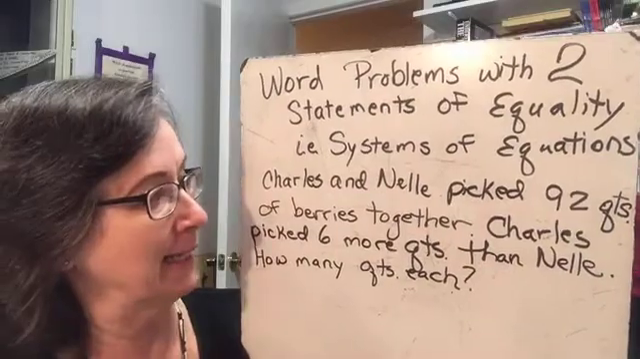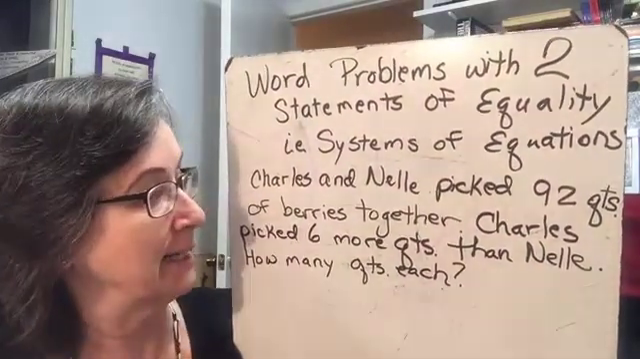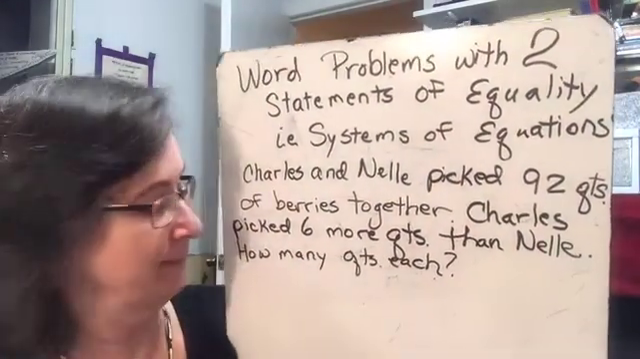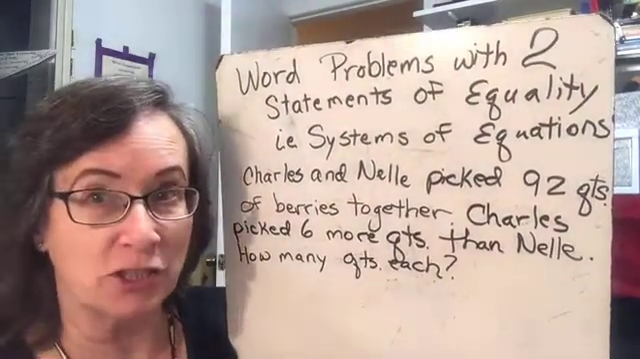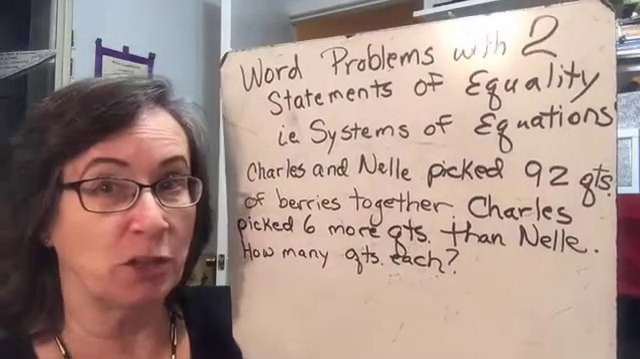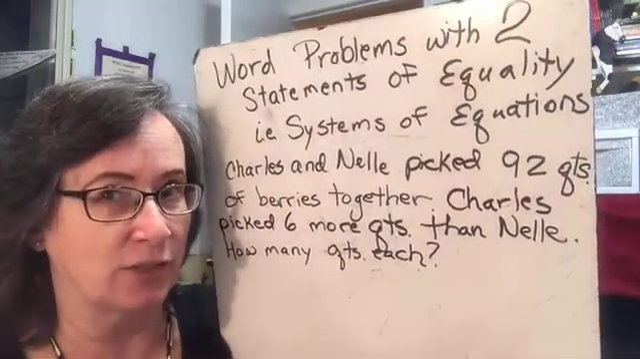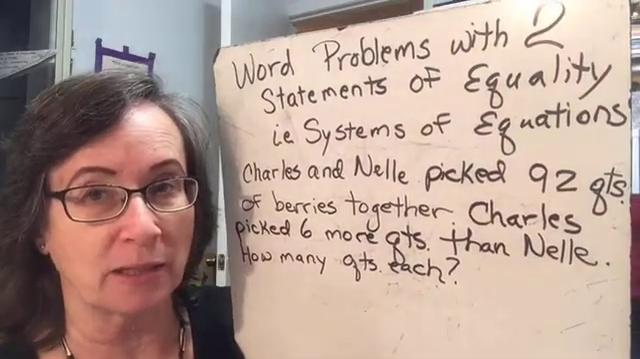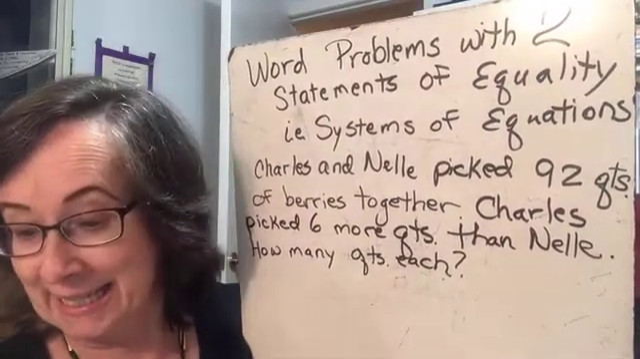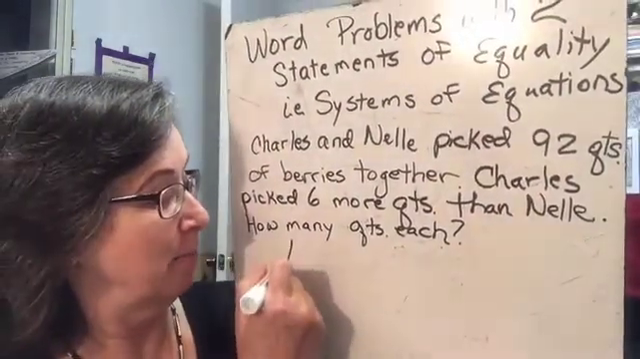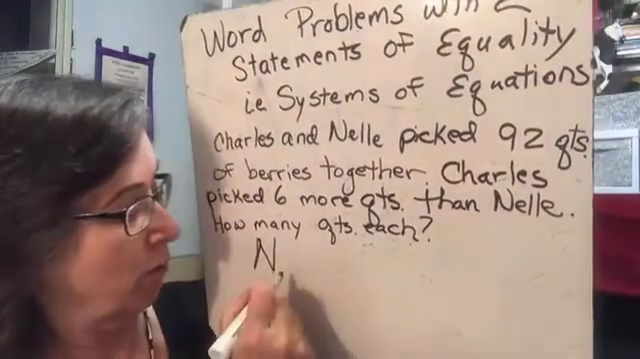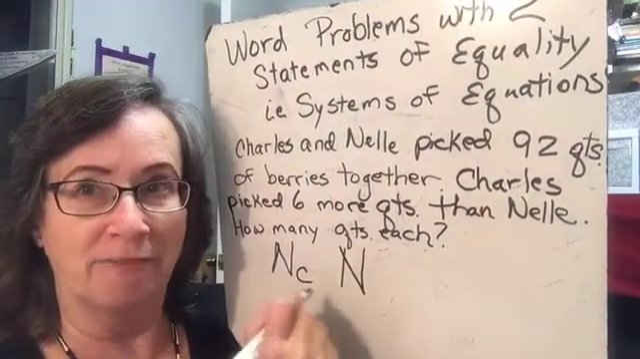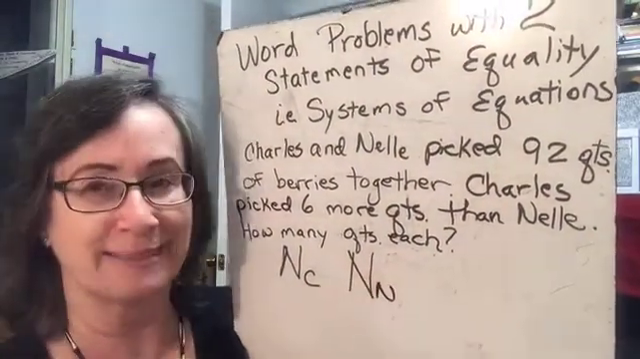Charles and Nellie picked 92 quarts of berries together. And Charles picked 6 more quarts than Nellie. How many quarts each? Well, we're going to make two equations. Now, I like to use variables that mean something to me. You'll see that your Saxon book will use a lot of them, like number of berry quarts that Charles picked and number of berry quarts that Nellie picked.